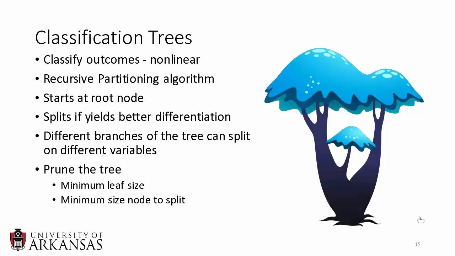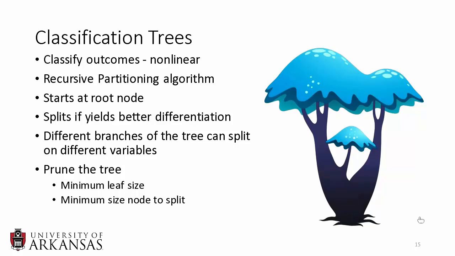The next technique I'm going to talk about is something called classification trees. Again, you're trying to do the same kind of thing you were trying to do with the K-Nearest Neighbors, where you're trying to classify outcomes. A cool thing about these is they do really well with nonlinear data. We use the rpart algorithm, the recursive partitioning algorithm.